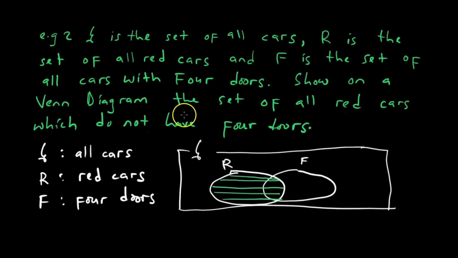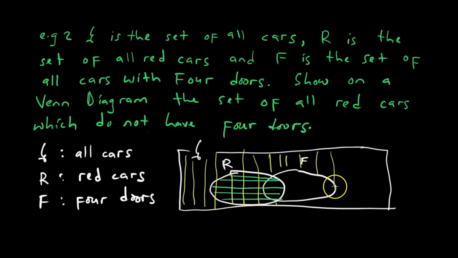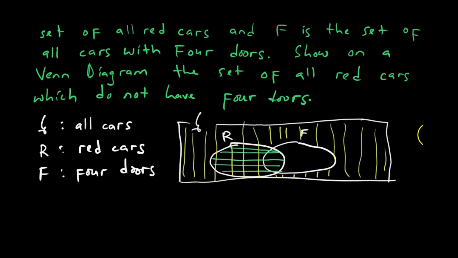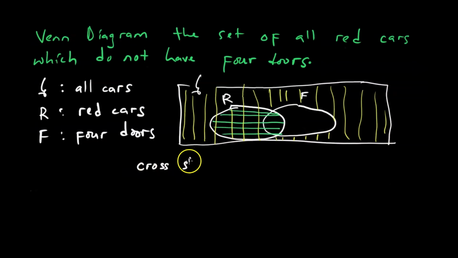So what are we shading now? Out here, of course, there are no 4 doors. Out here there are no 4 doors. Like this. But in the intersection there are 4 doors, so we do not shade it. Then inside F there are 4 doors, so we do not shade it. So it's like this. You see? So our answer will actually be the cross shaded region. So the cross shaded region, that is our answer.